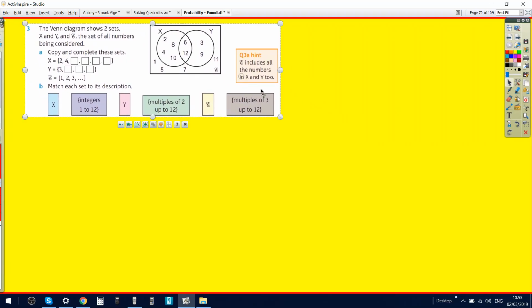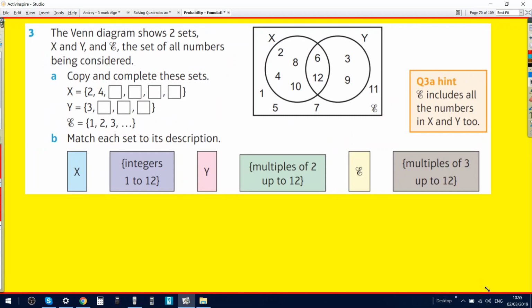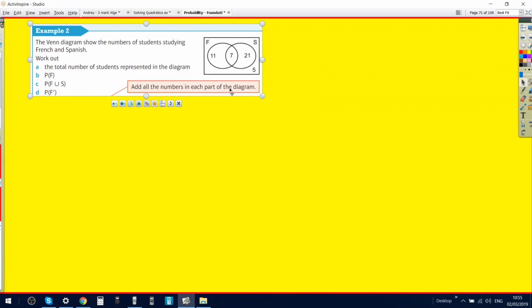Okay, this one. Complete the boxes. So would it be 2, 4, 6, 8, 10, 12? 10, 12, that's fine. And this symbol here just means everything. Oh, okay, so that's literally all the numbers there. So that's just how I'd throw that in. Okay, that's an example. Yeah, this is what I wanted.